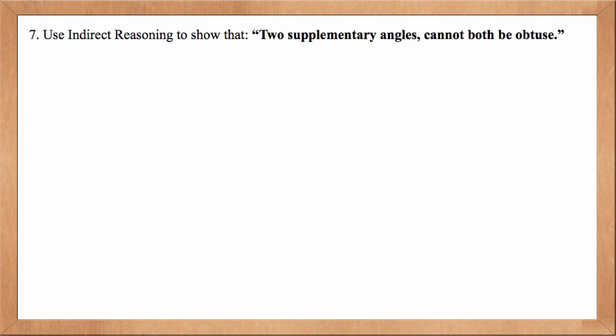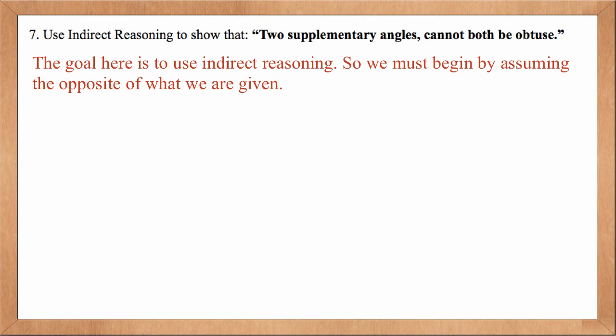So yes, that one is true. Use indirect reasoning to show that two supplementary angles cannot both be obtuse. The goal here is to use indirect reasoning. So if you tried to use another form of reasoning, you didn't get any points because you didn't follow the goal of the question. So we must begin by assuming the opposite of what we're given.